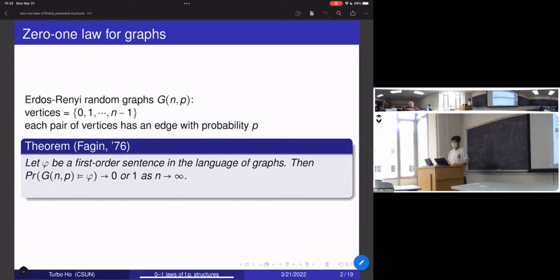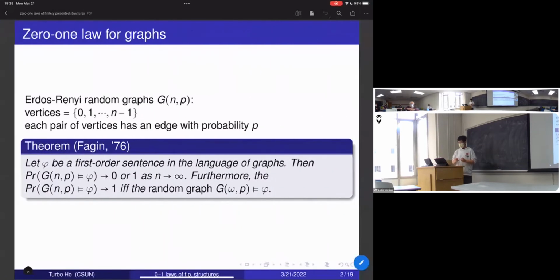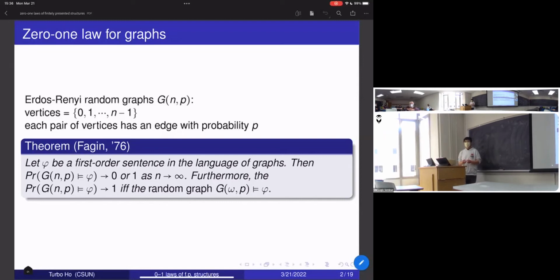And a consequence of this is actually, if you do this, say, on omega, you're going to have what's called the random graph, G(omega, p), and the theorem actually says that this limiting probability goes to 1 if and only if the sentence is just true in the infinite version of the random graph. And it actually turns out that as p is strictly between 0 and 1, the infinite versions are all isomorphic. So this is sort of the classical example.